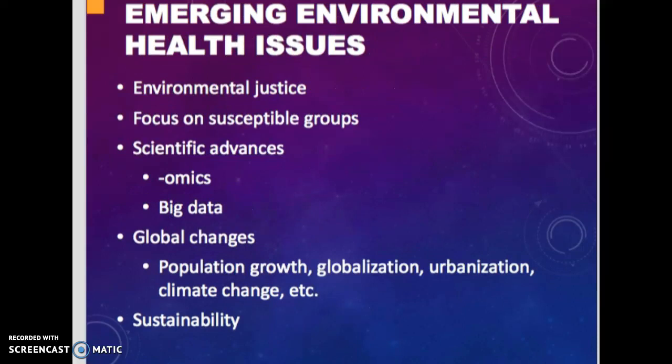The text mentions 5 emerging issues in environmental health. Environmental justice was born out of the union of public health with the civil rights and environmental movements. In the United States, African Americans have been disproportionately located near environmental hazards, such as toxic waste sites.